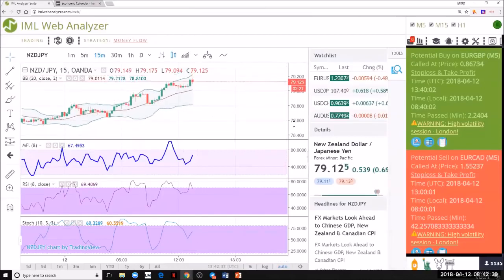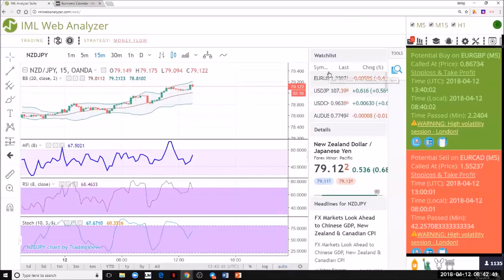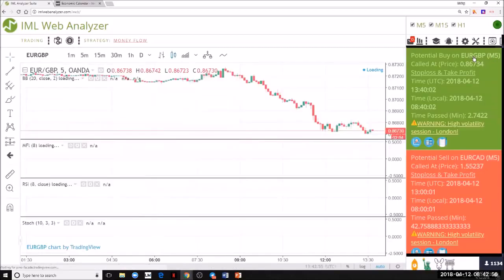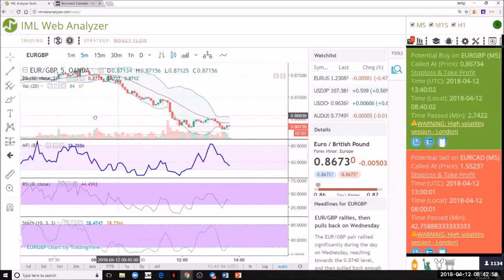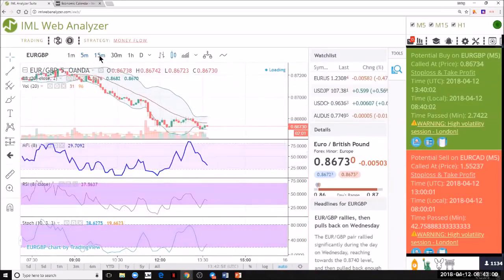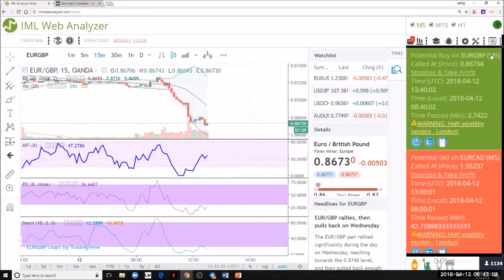All right, so here's what we want to do. I'm going to take the last cha-ching that we got in the Web Analyzer, and as you can see, it's EUR GBP, and it was on the M5. Now, with the money flow, I use it on the 15. So it doesn't matter what it's called on here, you're going to want to switch it to the 15.